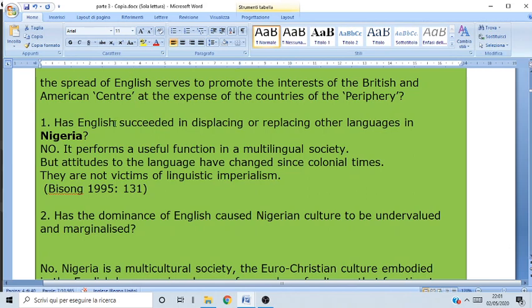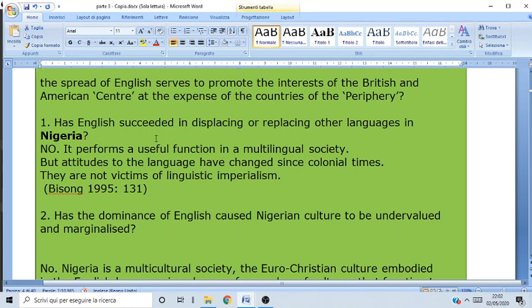One of the first questions that usually scholars ask themselves is, has English succeeded in displacing or replacing other languages in Nigeria? And the answer to this question is no. Because English is used in these contexts to satisfy a series of functions in a society that is full of several varieties of several languages. It's a multilingual and multicultural society.